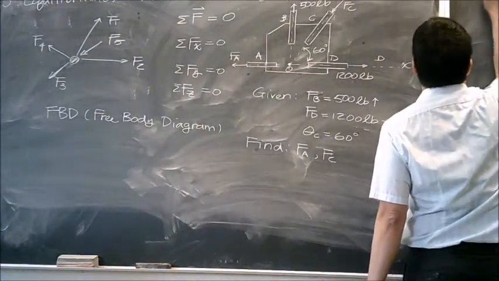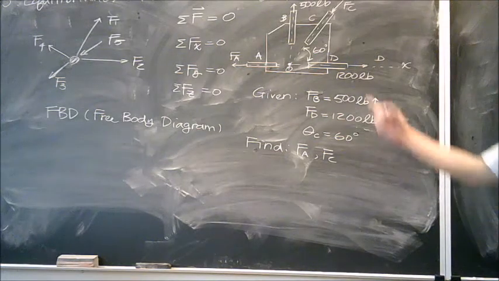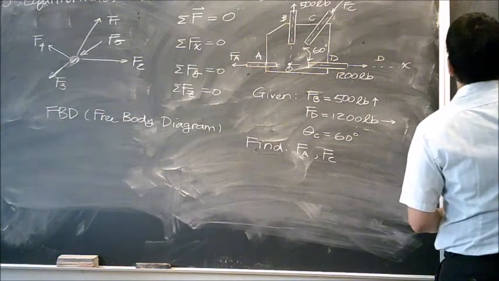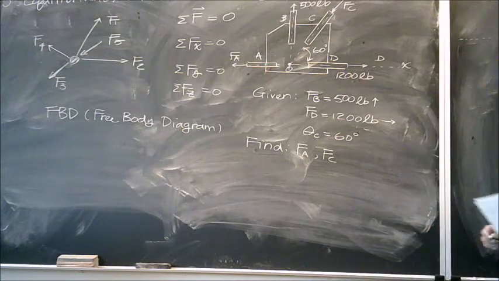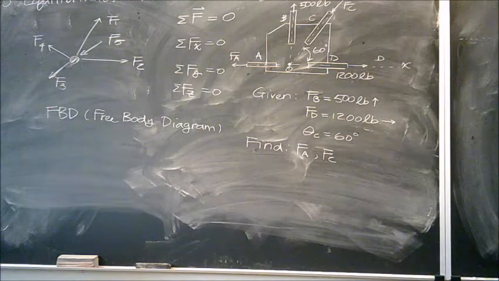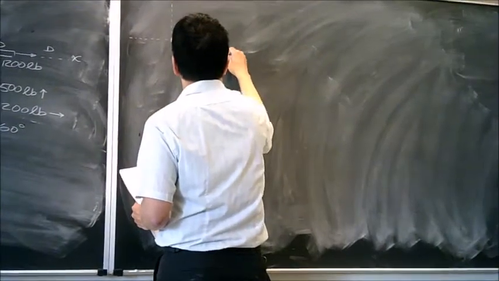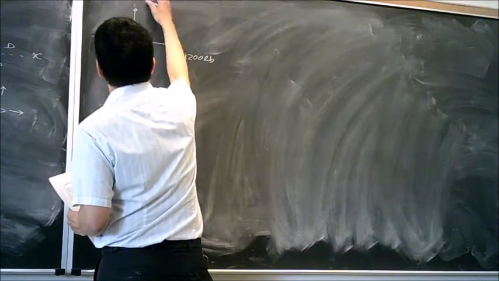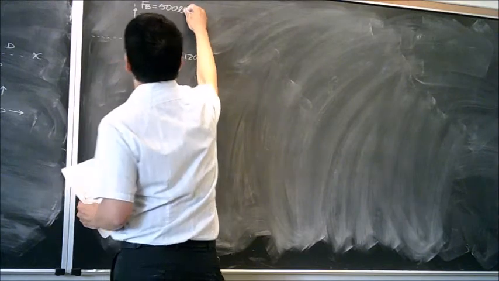So let's start. I have four forces acting on the system, so I need to have a free body diagram. As I said, all the forces are applied to the same point if you extend the direction of individual forces. Let's start with the given force FB that equals 500 pounds.